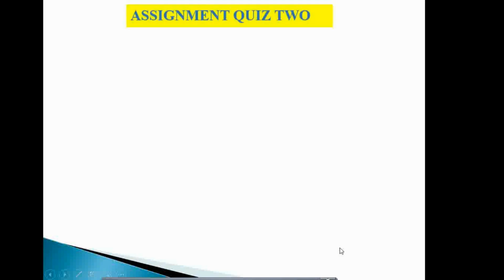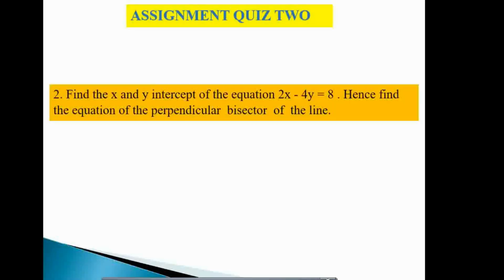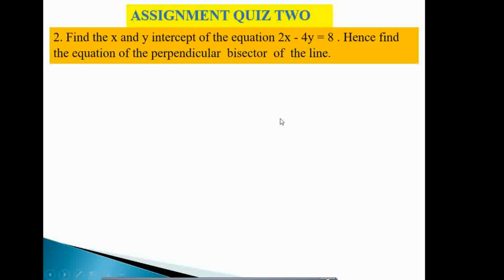Now here is the assignment that I want you to take. I want you to note this down. That is for question 2. The assignment reads: find the x and y intercept of the equation 2x minus 4y is equal to 8. Hence, find the equation of the perpendicular bisector of the line. This is just an example, almost the same as the question that we've just done. So you can just do that one in your book. You can quickly write it down in your exercise book as the second assignment.